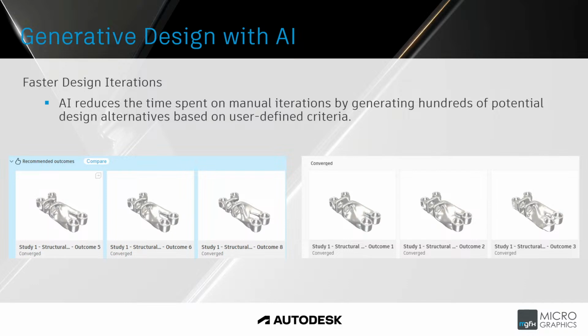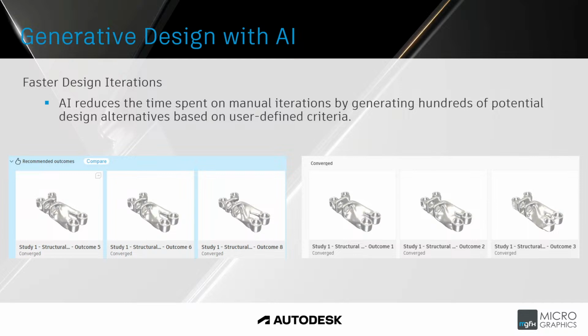So generative design can give you fast iterations because the algorithm is giving you multiple outcomes. It gives you a whole lot of different results that you can then view. So we see how that AI reduces the time spent on manually iterating by generating hundreds of potential design alternatives. Now it says hundreds here, but it depends on how much input information you put in. So depending on how many materials you choose, depending on how many different loading scenarios you place down, that number of potential design alternatives will change. And this is all based on your user-defined criteria that you put in at the start of the study.